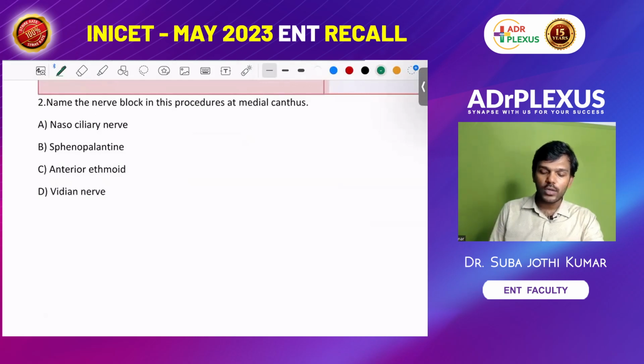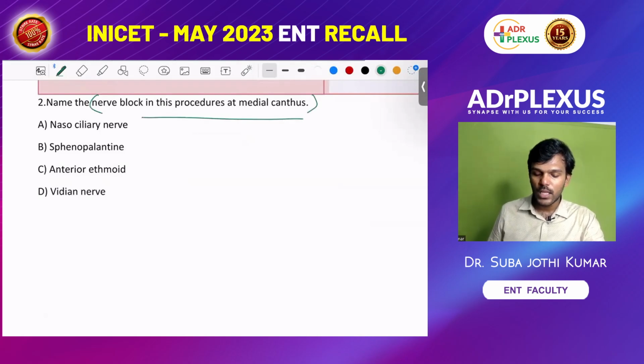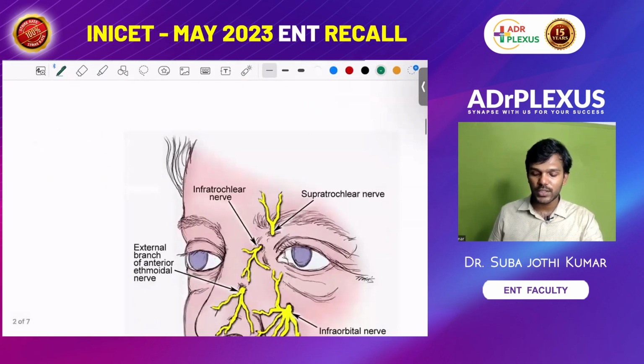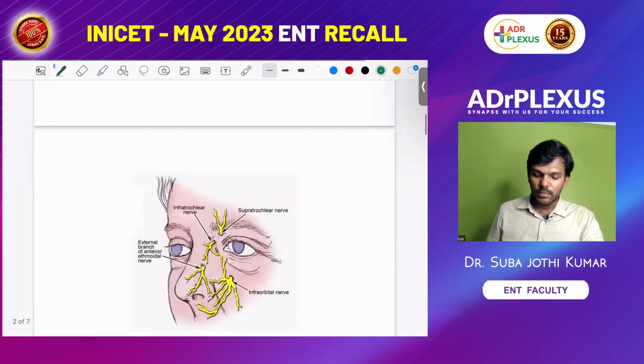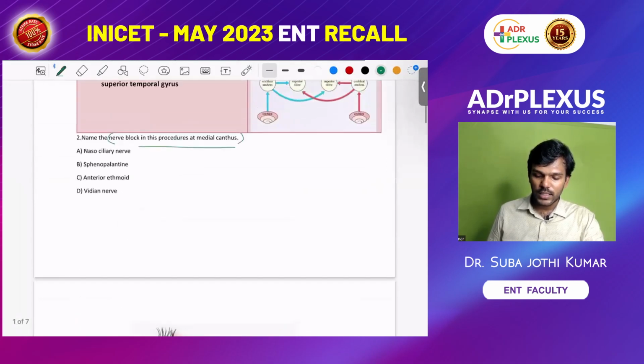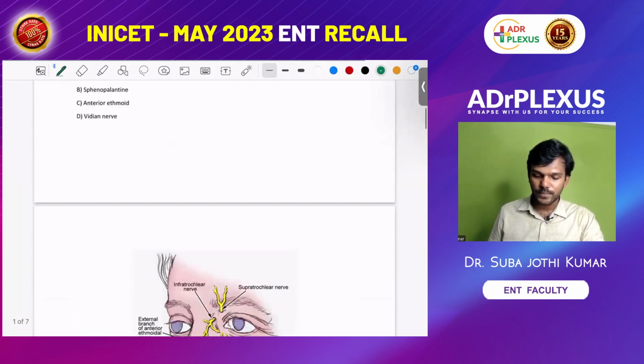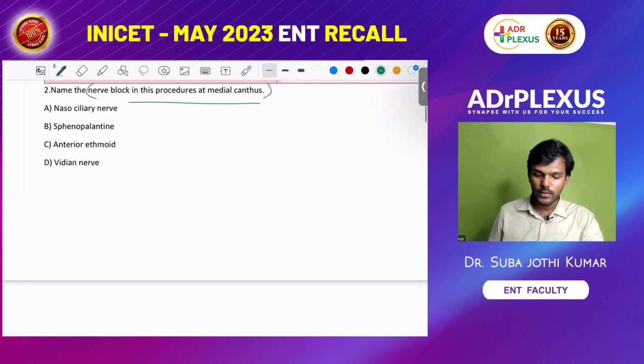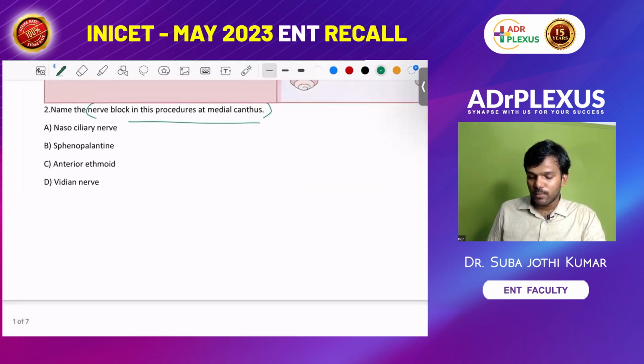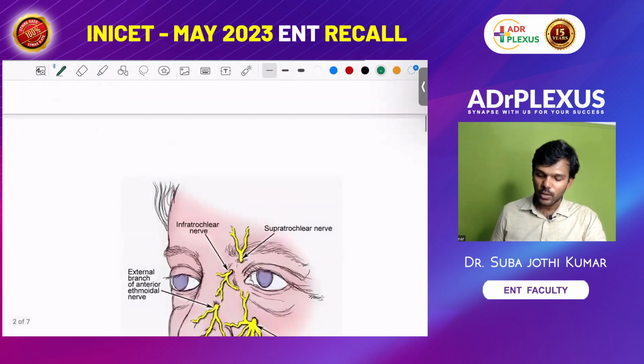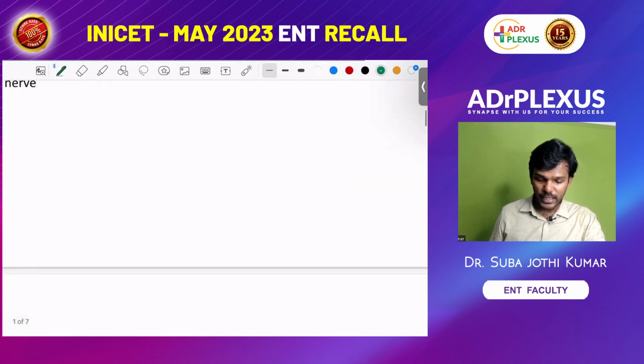Name the nerve block in this procedure at the medial canthus. The question is very specific: what is the nerve that has been blocked in the procedure given in the picture? The procedure given in the picture was something close to the medial canthus.